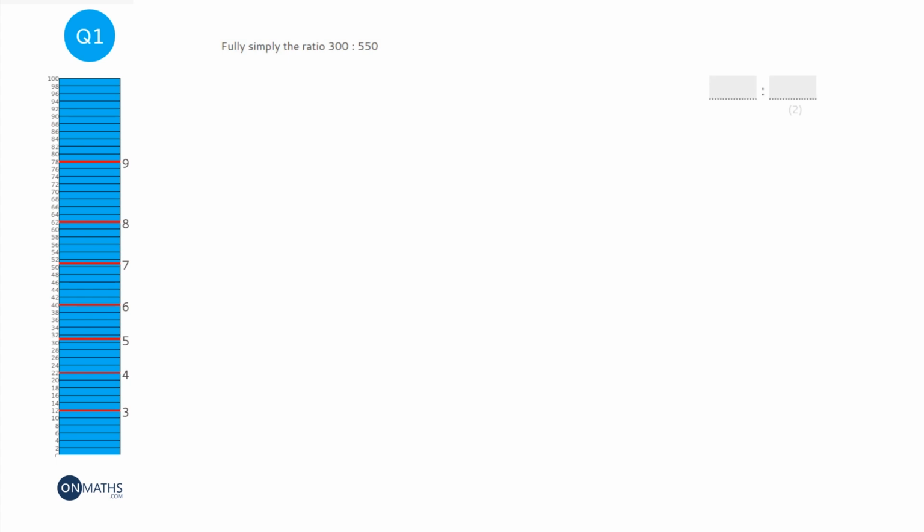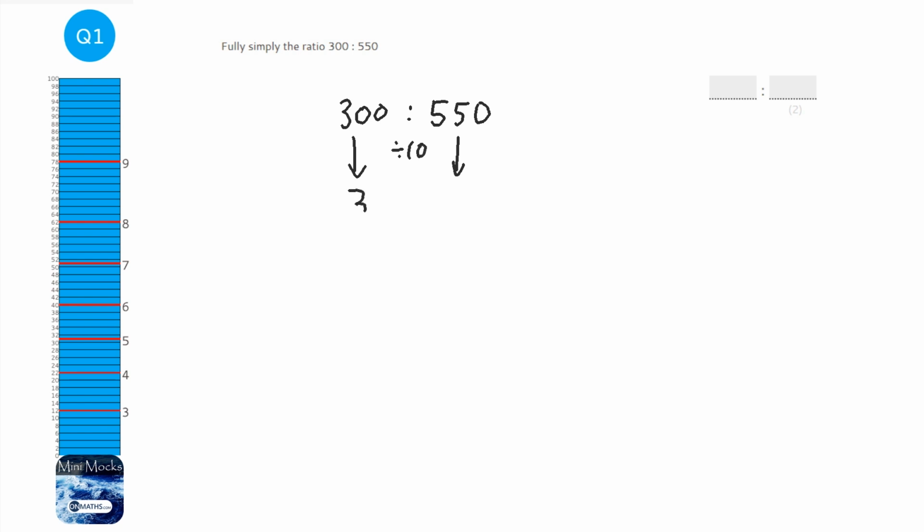Okay, so we're asked to simplify the ratio. I'm just going to write it again, just to make it a bit bigger. So the first thing we can do straight away is divide both sides by 10. So that'll be 30 to 55.